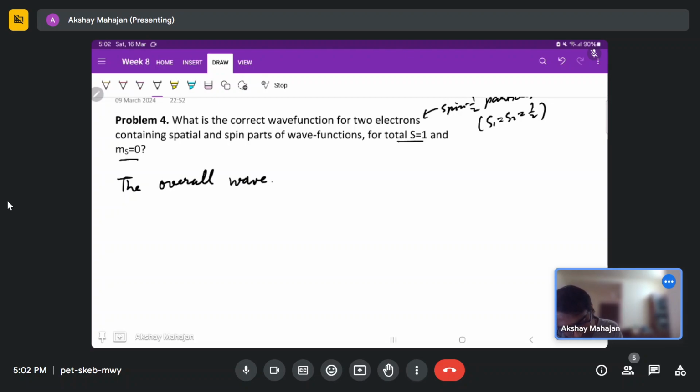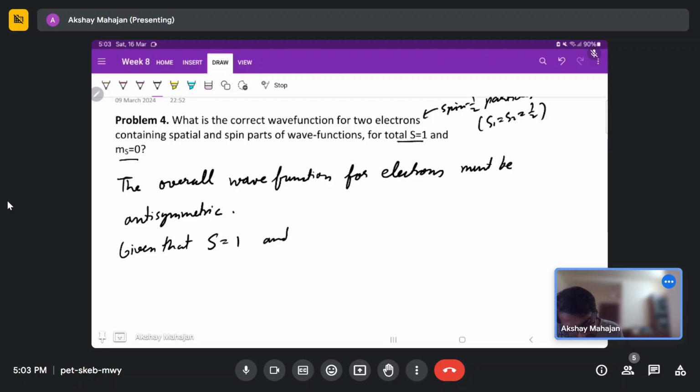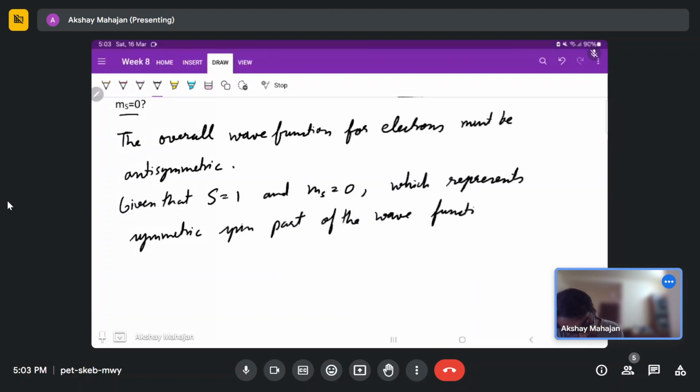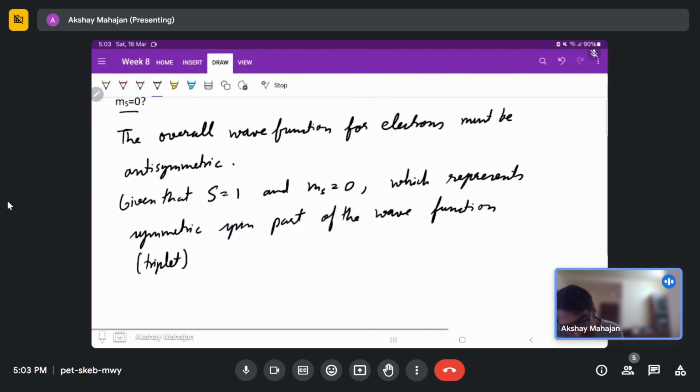So here the overall wave function for electrons must be antisymmetric, given that S equals 1 and MS equals 0. This represents a symmetric spin part of the wave function, which is a triplet, and an antisymmetric spatial part.